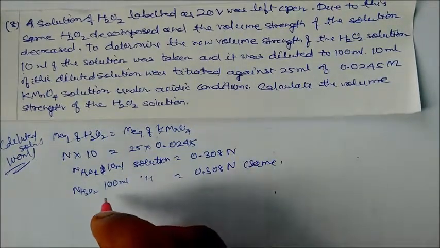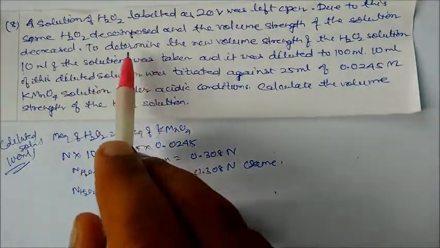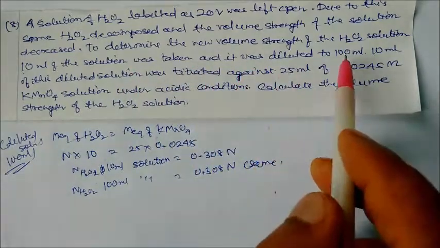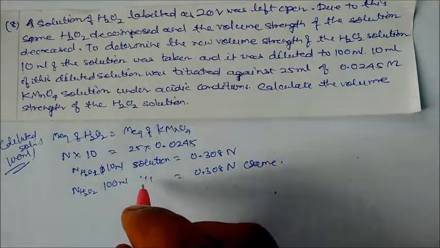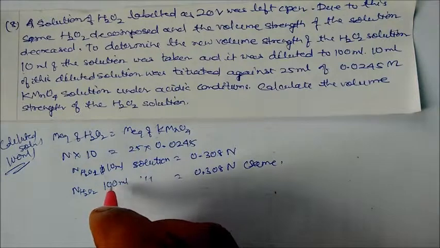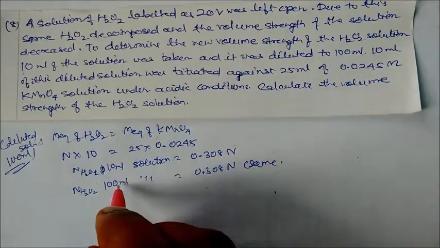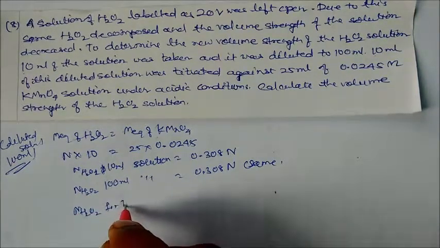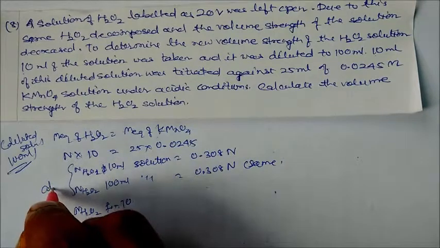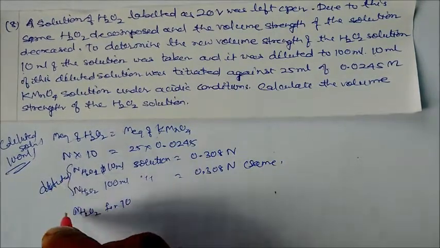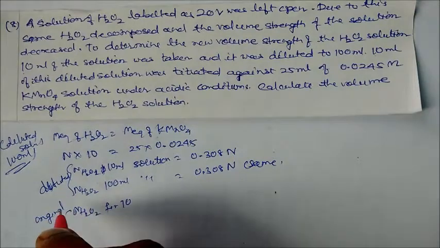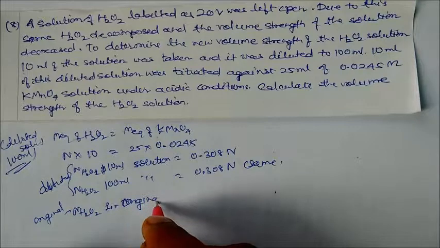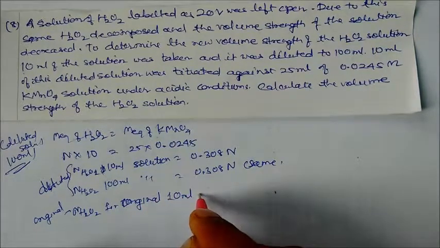But what is the original value? So the original value, to determine the new volume strength of the H2O2 solution. 10 ml of solution was taken and it was diluted to 100 ml. So this is the 100 ml. From that 100 ml, 10 ml was taken, okay. So that we have to make it the original solution, 10 ml. So this was diluted. Now this is the original solution. Original solution means the 10 ml they have taken. So we can write the normality of the original 10 ml solution.